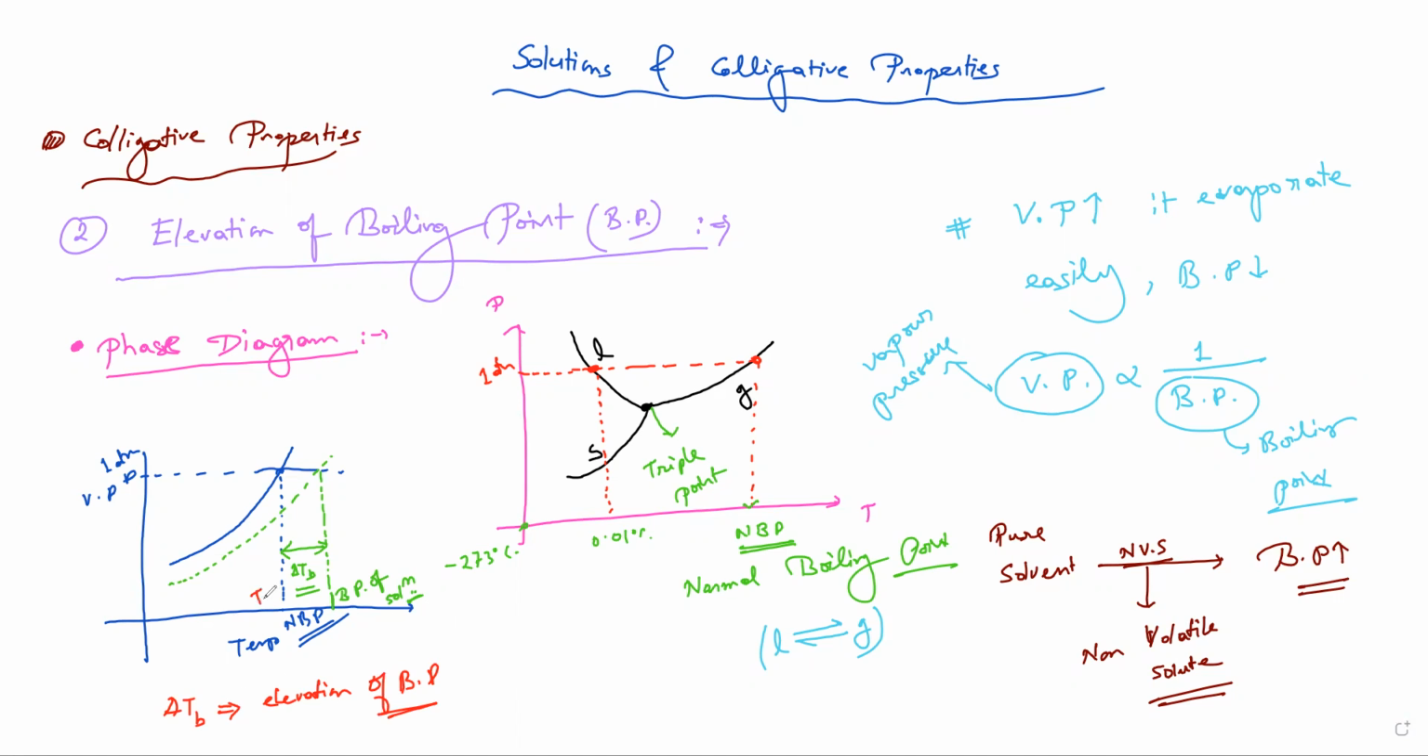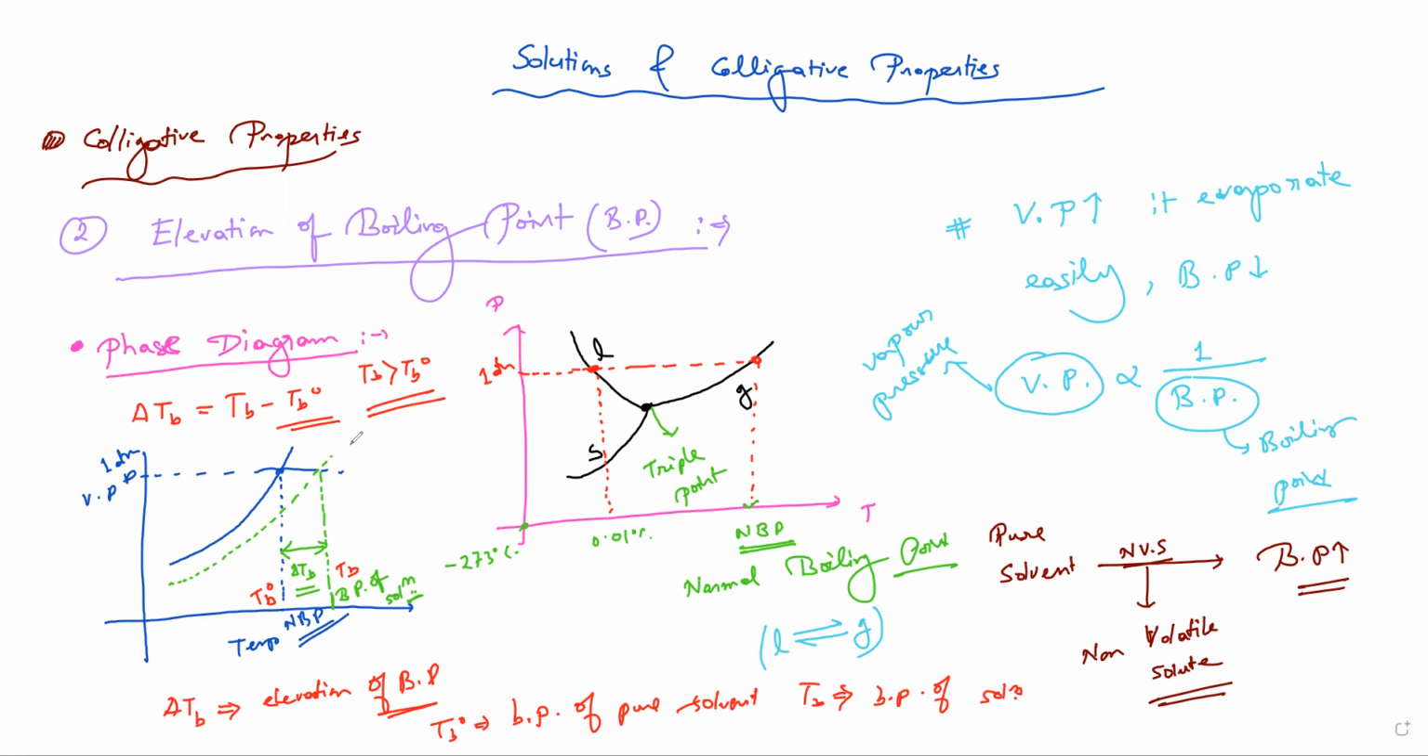Because this value is TB naught, this value is TB. TB naught is basically the boiling point of pure solvent, and TB is the boiling point of solution. Now what is del TB? Del TB value is TB minus TB naught. Is it clear? And remember, TB value is always greater than TB naught. That means the solution phase boiling point is always greater than the pure solvent. Is it clear? Write it down.